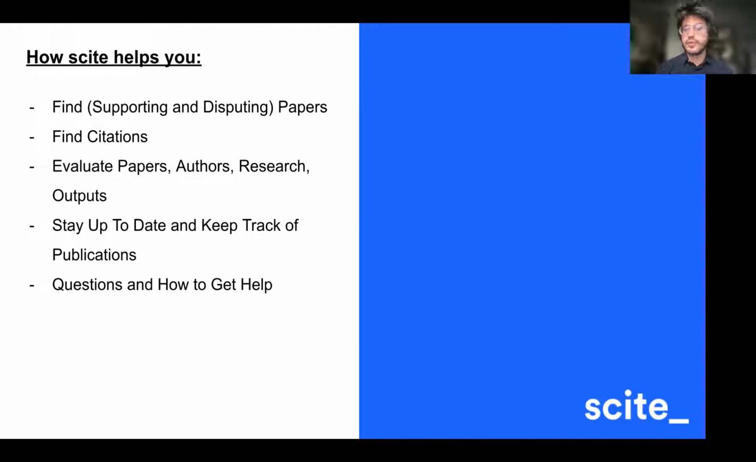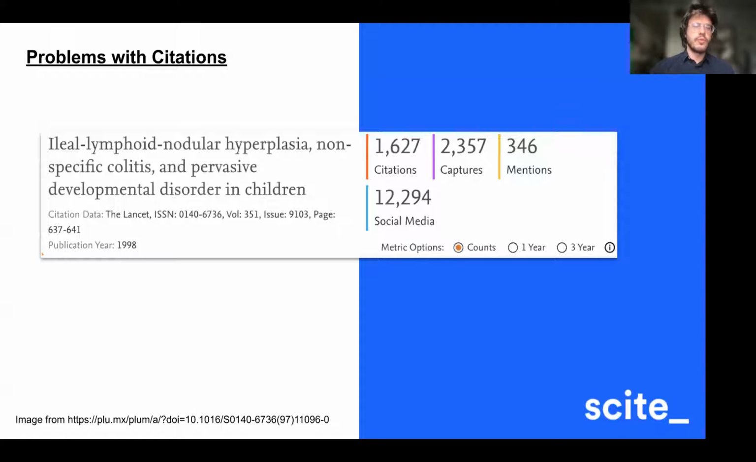And then I'll go over questions, how to get help, and a little bit on how, if you do citation analysis or scientific NLP research, you could get access to our data. So what is Scite? Where does it come from?